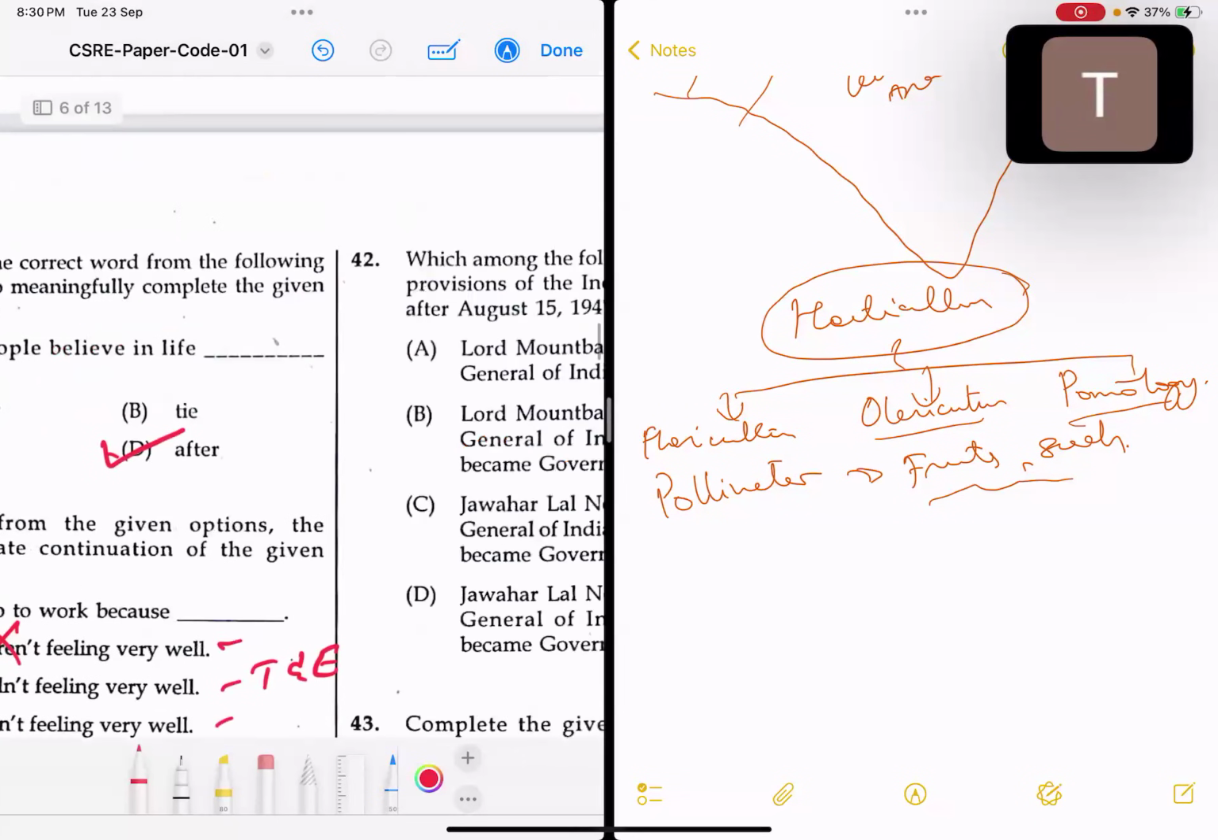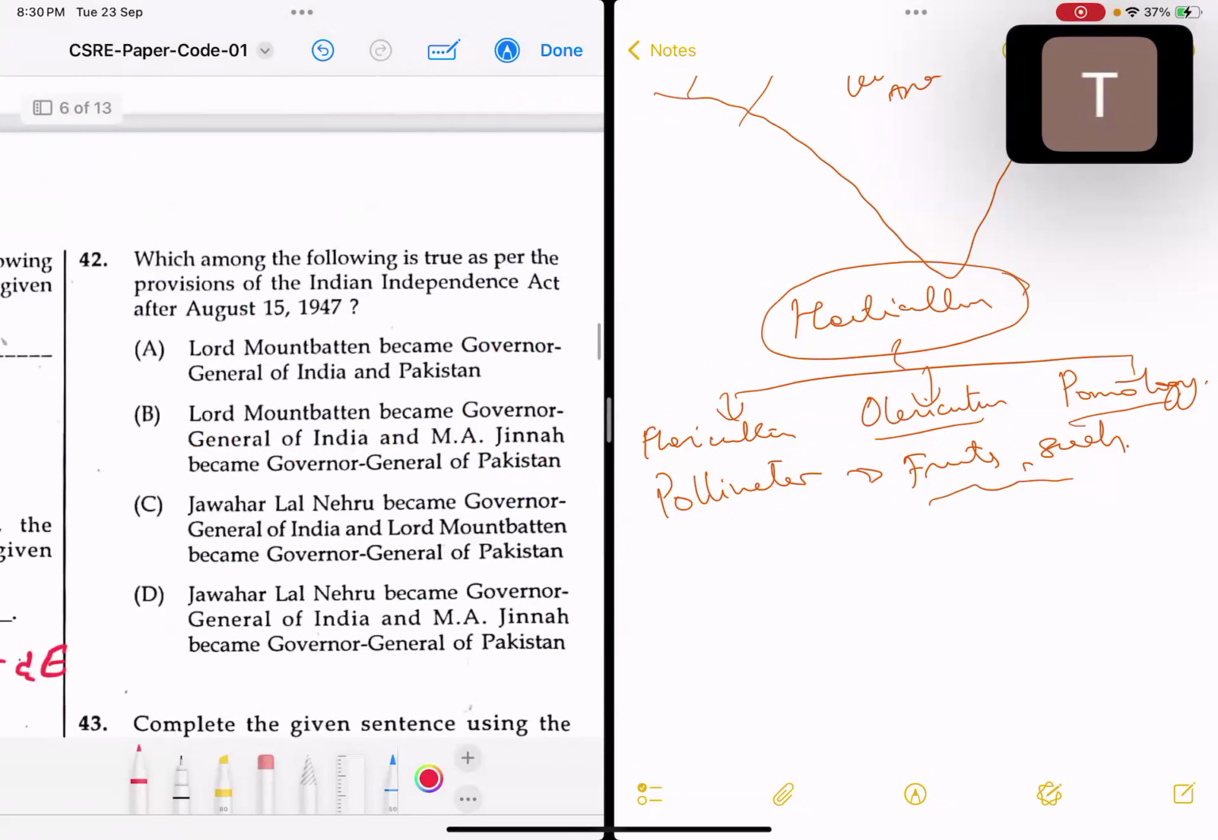Now let's go to question number 42. Which among the following is true as per the provisions of the Indian Independence Act after August 15, 1947? So here we all know that after 15 August 1947, Lord Mountbatten became the Governor General of India, right? And M.A. Jinnah became the Governor General of Pakistan.